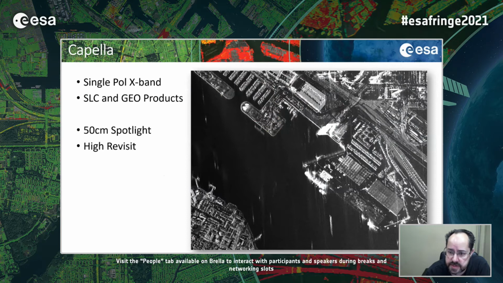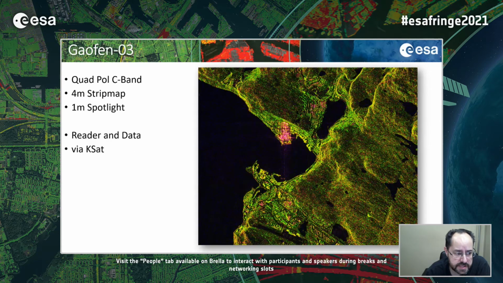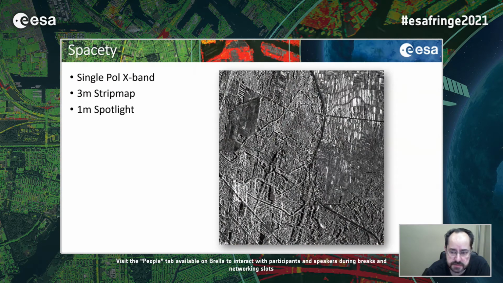So this is some of the new data sets. Capella at 50 centimeter, ICEYE X-band, and Gaofen-3 has been added. This is one of our pull requests that we've had recently from KSAT. And a new space player is Spacety. So this is the 1 meter spotlight data that they're providing.